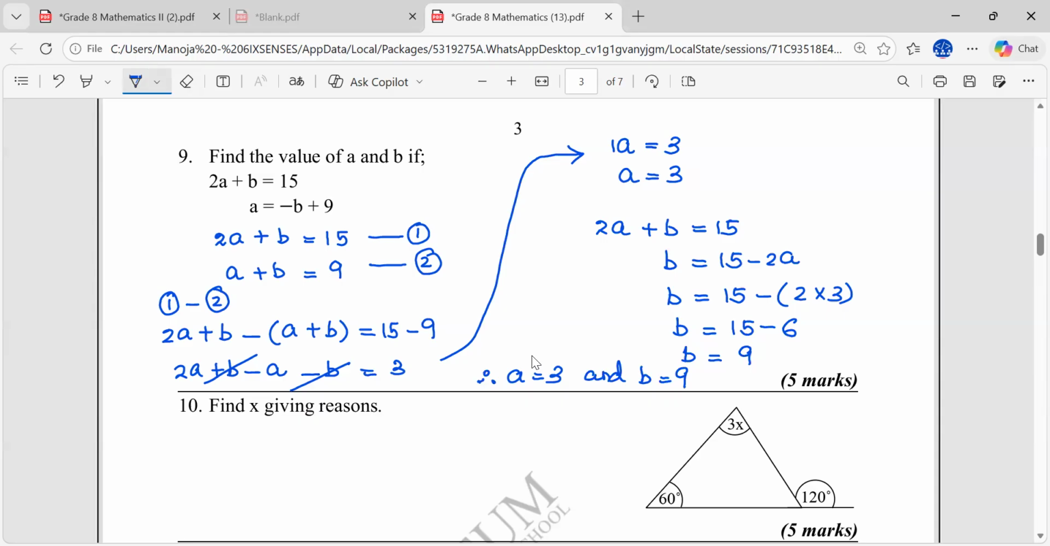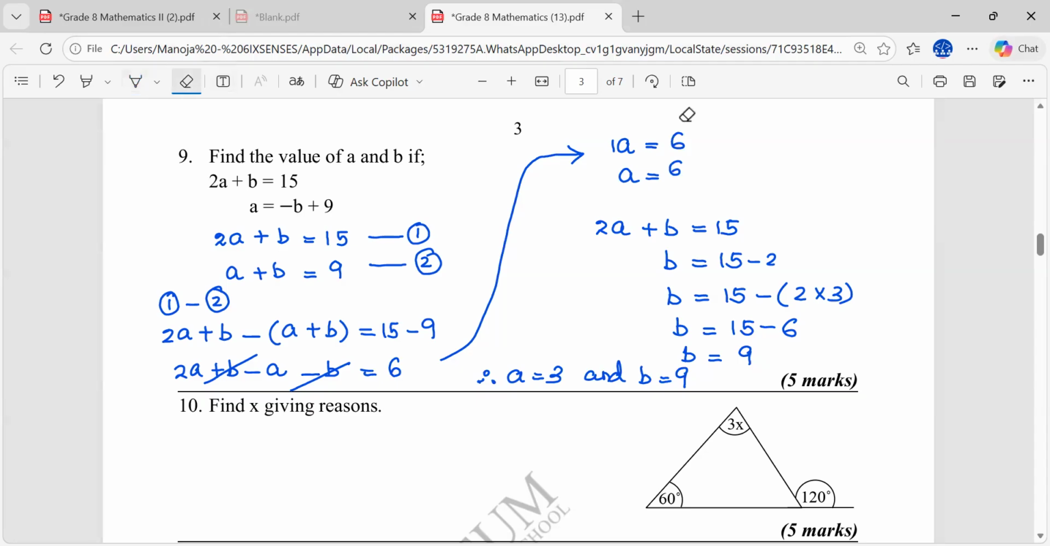Wait, something went wrong. I want to double check this. 2A plus B is equal to 15 and A minus B I brought here plus B and 9. And then 2A plus B minus A plus B, 15 minus 9. This is a mistake. So this should be 6, right? And then this should be 6, right? And if that is 6, this should be changed. That is a mistake. Now, can you see the importance of double checking?